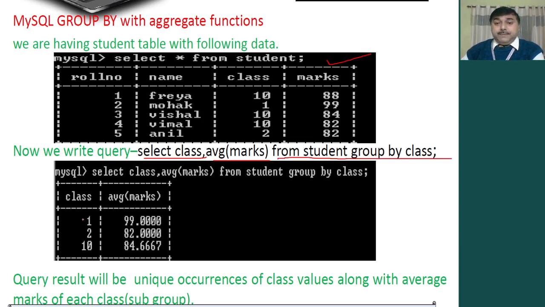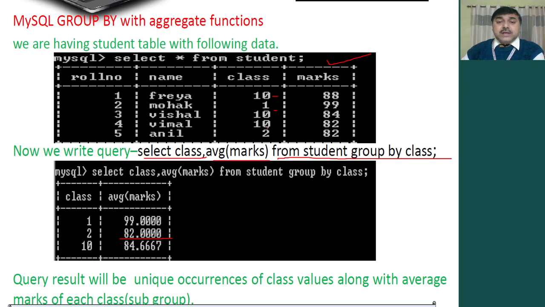Now first, how many ones are there? Only one is there. What is its marks? 99. So you take the average of it. Average is 99. Now 2, how many 2s are there? Only one 2. Its marks is 82. So 82 is the average. Now how many tens are there? 3 tens.